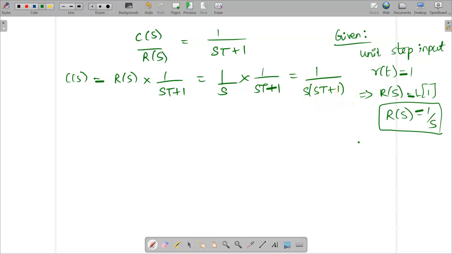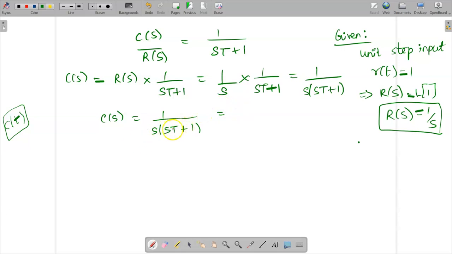Again I need to find out c(t), but I cannot determine c(t) directly. I don't have any inverse Laplace transformation for this term directly, so I have to apply the partial fraction. While applying the partial fraction, I require s plus a term. I don't want sT and all. Okay, s plus the term I require, so let me take T outside.